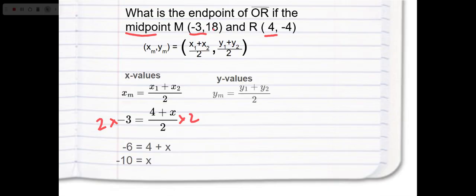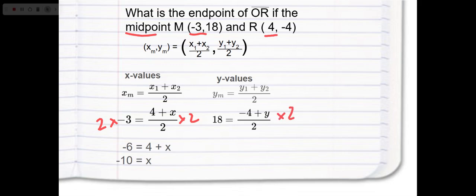So 18 is the midpoint for the y value, so it's going to go here. And then negative 4 is the other endpoint. So I'm just going to plug everything into my formula, and I'm going to solve it. It's just an Algebra 1 question right now. I don't like the fraction. Let's get rid of it.